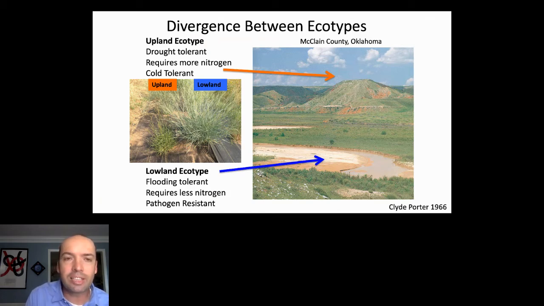The upland ecotype typically is more drought tolerant, it requires more nitrogen, and it's more cold tolerant, and generally occurs farther north in the United States, whereas the lowland ecotype is more flooding tolerant, requires less nitrogen, and is oftentimes more pathogen resistant, both to fungal pathogens and to virus pathogens. So there are these two ecotypes that occur out there in North America, as well as this latitudinal gradient of adaptation. And we have to keep both of those in mind when we're studying this system.